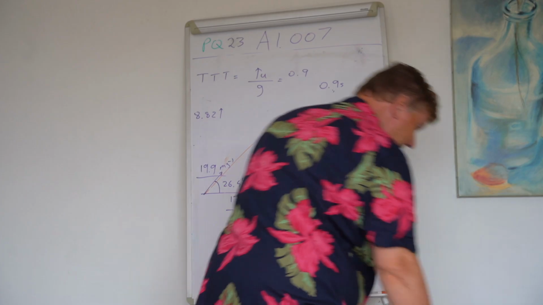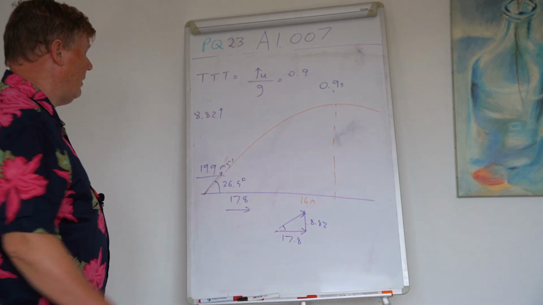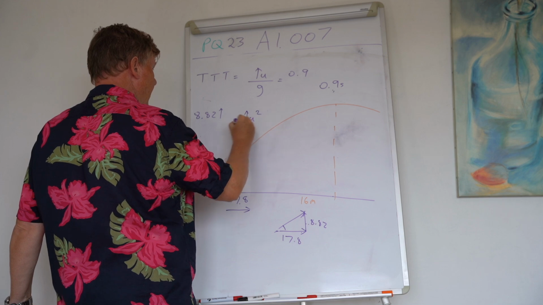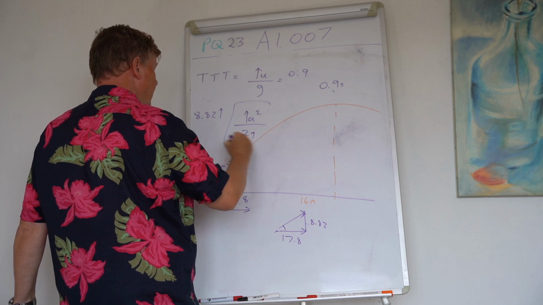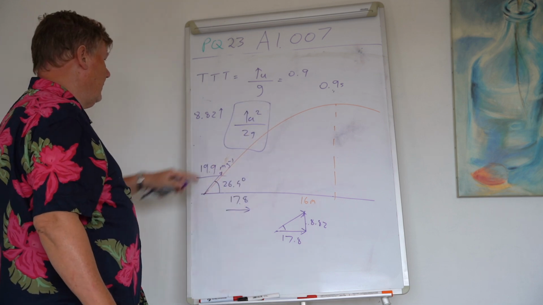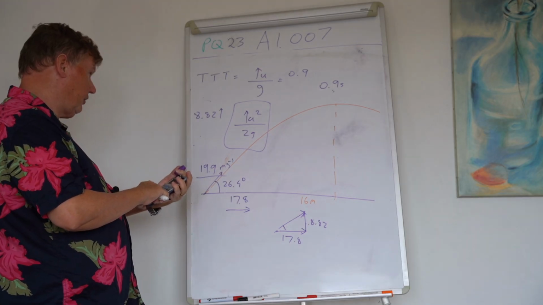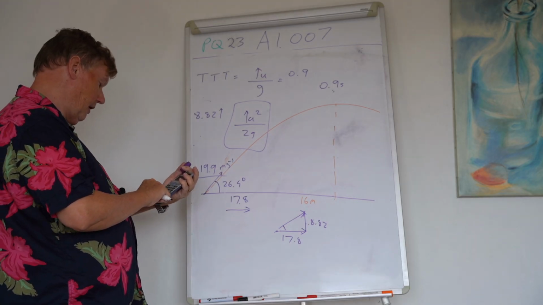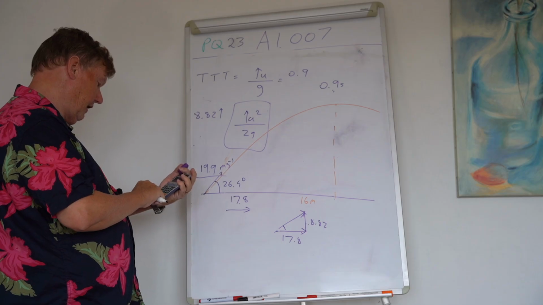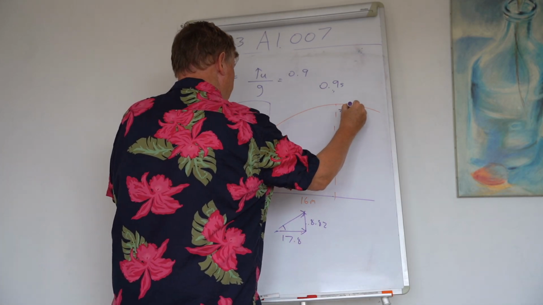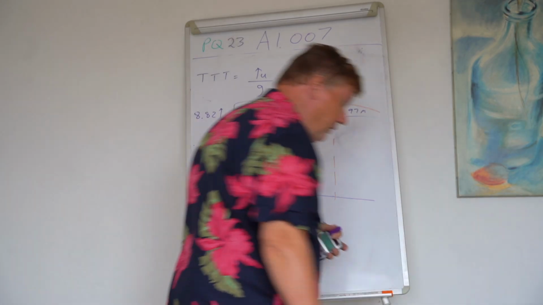And its maximum height. Well, we know maximum height is vertical component squared over 2g. And we know its vertical component, 8.82. 8.82 squared divided by brackets 2 times 9.8. Oh, 4 metres, 3.97 metres. So that's question 23.